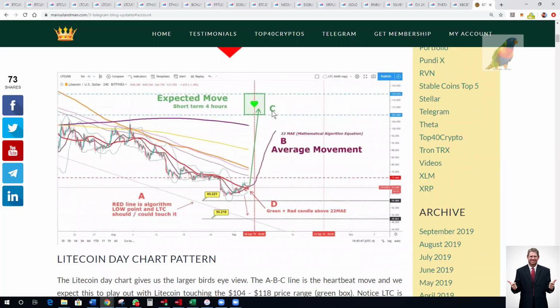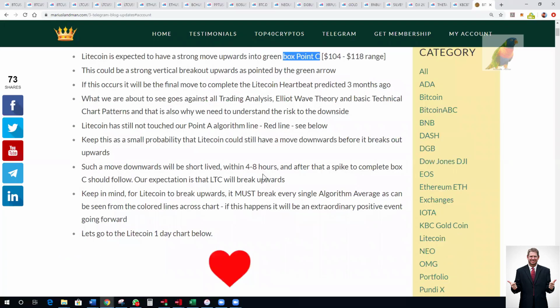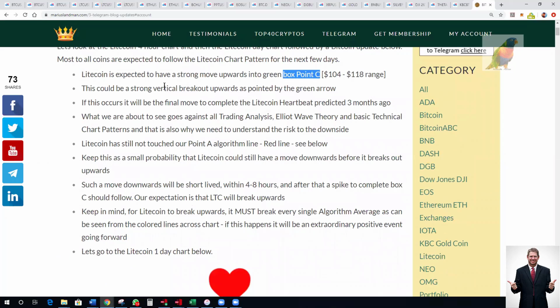There's the green box. What we are saying in this call is that Litecoin is expected to have a little bit of a drop, then strongly move upwards. As a matter of fact, more or less a vertical break upwards. At this point, what we then said is this could be a strong vertical break upwards. If this occurs, it will be the final move to complete the Litecoin heartbeat.